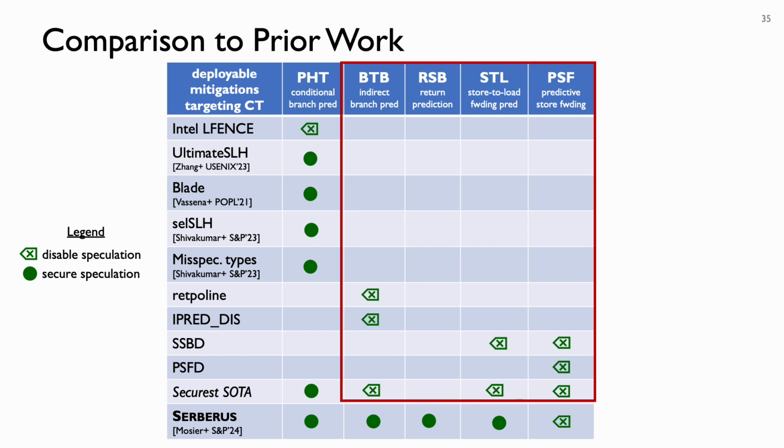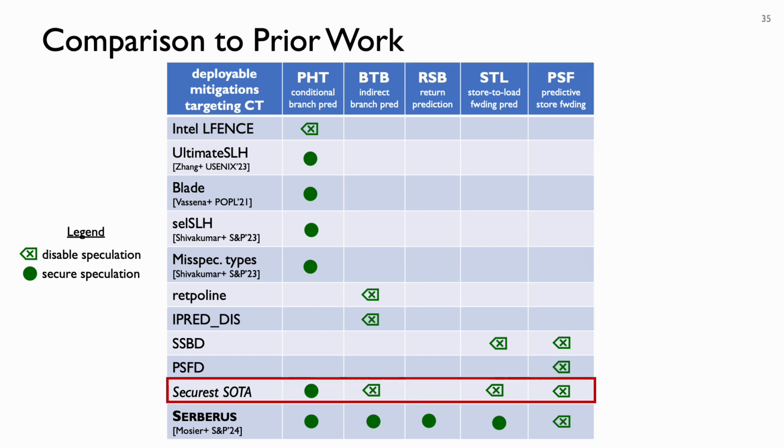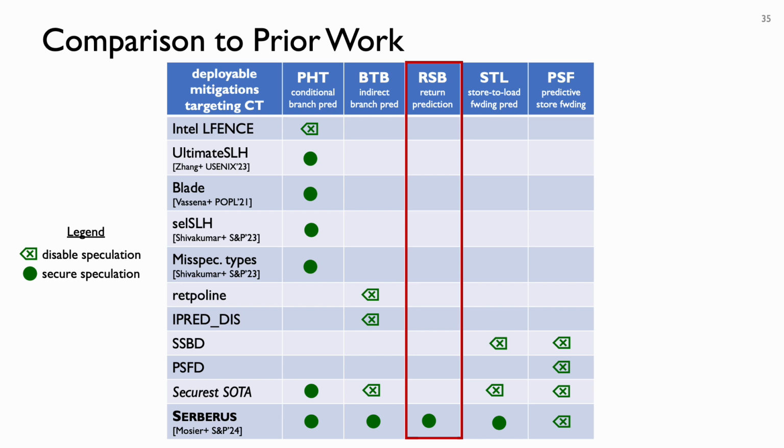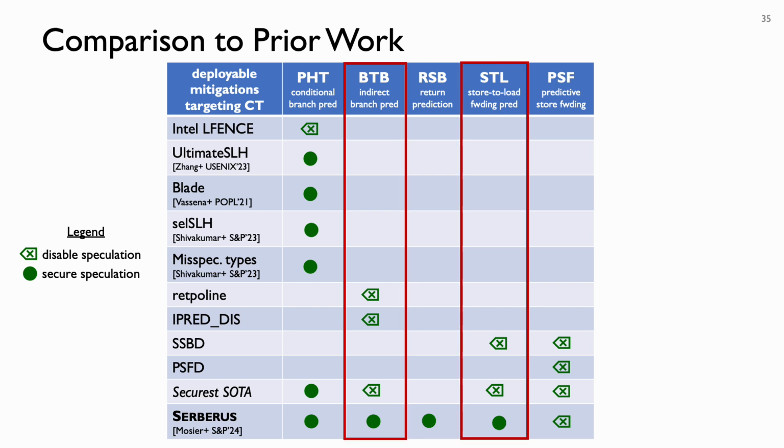In fact, even if we compose the best mitigations for each individual speculation primitive, listed here as securest state-of-the-art, the result will still not mitigate Spectre RSB, and it disables most kinds of speculation. So in contrast, Serberus is the first mitigation for constant time code to, first off, mitigate return prediction, RSB, and it's the first mitigation to permit secure indirect branch prediction and secure store-to-load forwarding prediction.